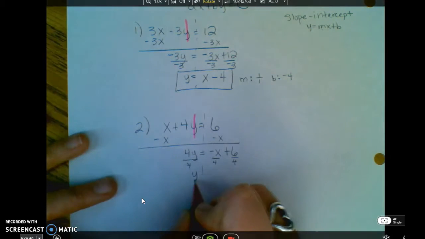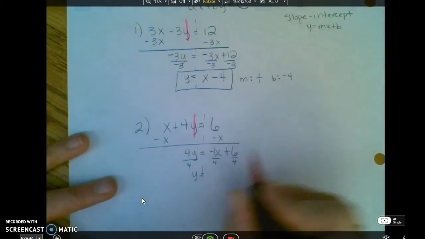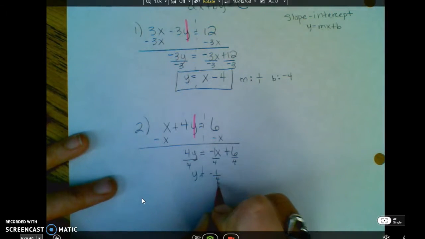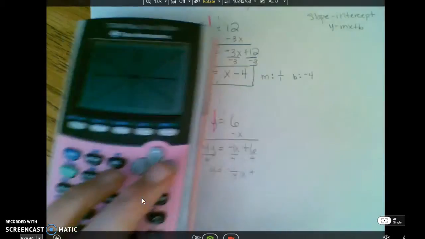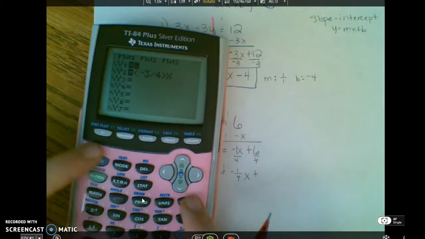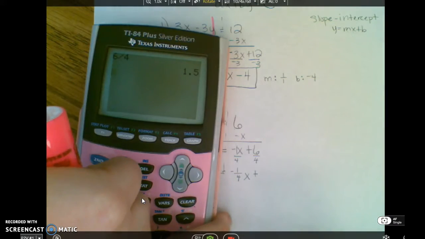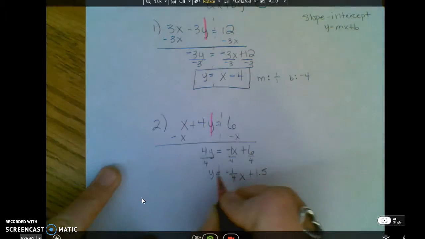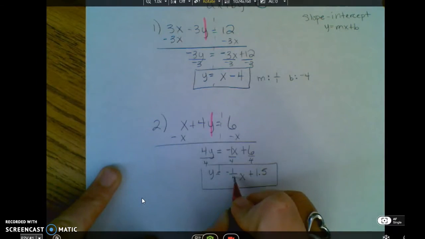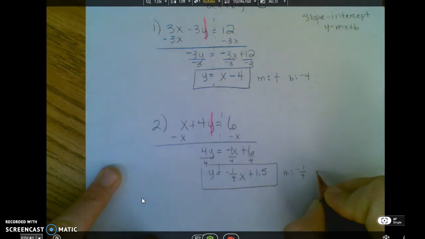4 divided by 4 is 1y. Now this is important right here. That is a negative 1. This is negative 1 over 4x plus, if you're not sure what 6 divided by 4 is, 6 divided by 4. You may use a decimal here because it is your y-intercept, but you may never use a decimal for slope because you need a y change divided by an x change. So my slope is negative 1 over 4, and my b, my y-intercept, is 1.5.